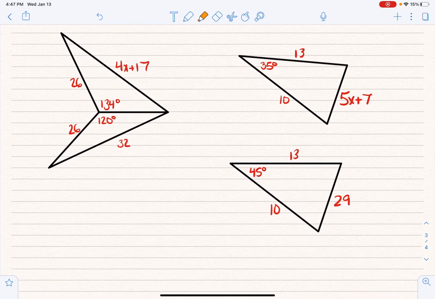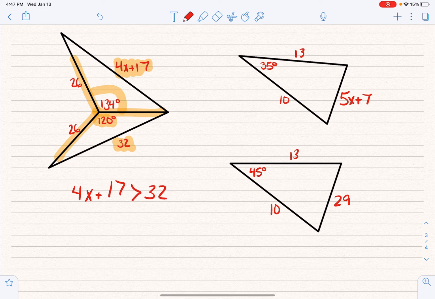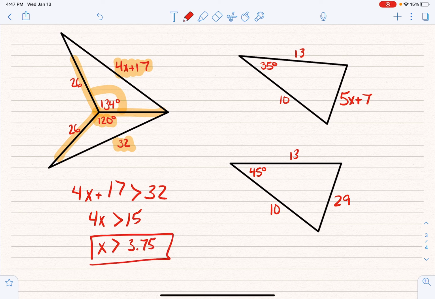Clearly this side is congruent to itself and this side is congruent to this side. So we say bigger angle must be bigger side, smaller angle must be smaller side. So therefore I can say 4x plus 17 has got to be greater than 32. I can solve this, subtract 17 from both sides. You get 4x is greater than 15. So therefore, x is greater than 3.75. I know some people are freaking out going, what, a decimal?